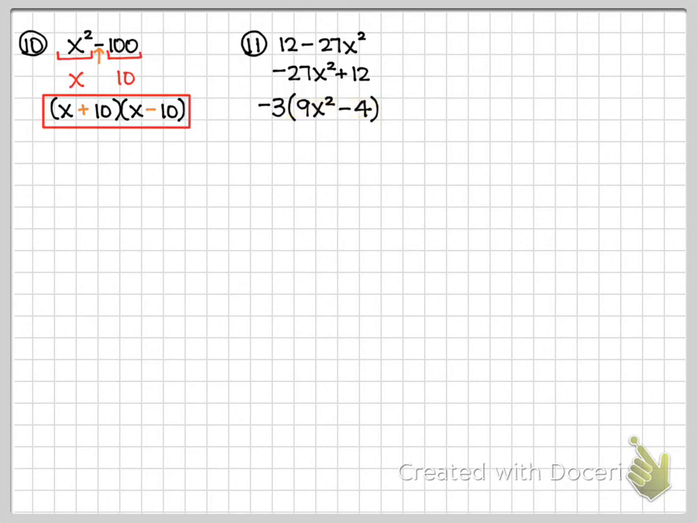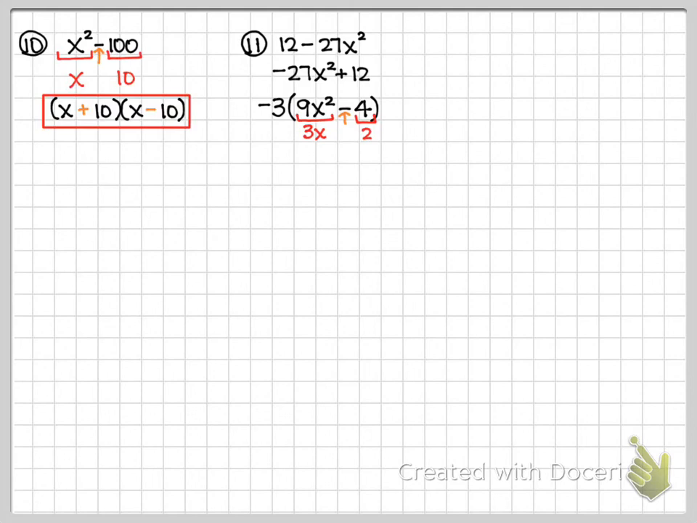So I'm going to take a look at the first term. I'm going to square root that. That's going to give me a 3x. I do see that I've got the difference part. That's good. And then I'm going to square root the last term. And that's going to give me a 2. All right, here we go.